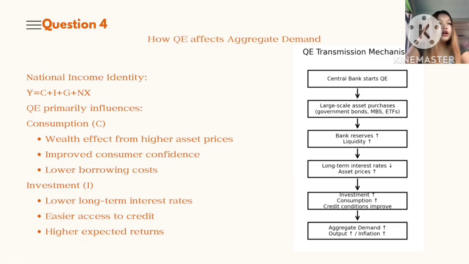As liquidity increases, long-term interest rates generally decline, lowering borrowing costs for households and firms and encouraging firms to increase investment spending, which we can represent through the investment relationship where investment rises as interest rates fall. At the same time, higher asset prices improve household wealth and confidence, generating stronger consumption demand. According to the national income identity, stronger consumption and investment directly contribute to higher aggregate demand. Therefore, QE attempts to restore economic activity not only through liquidity creation, but also through multiple transmission channels operating simultaneously.